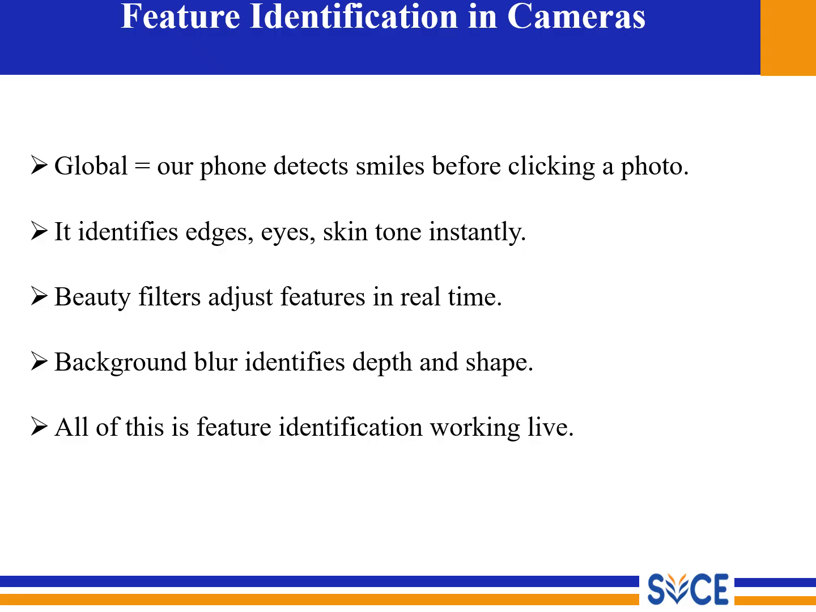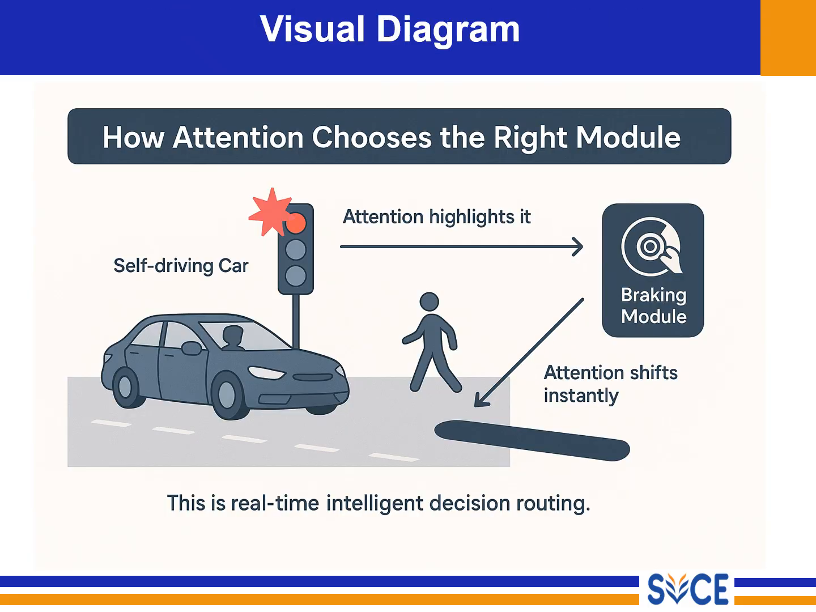All of this feature identification is working live. Background blur identifies the depth and shape. Beauty filters adjust the features in real time. This is a visual diagram of how attention chooses the right model. If a self-driving car sees a pedestrian crossing, attention highlights the braking model. The attention shifts instantly. This is the real-time intelligent decision routing, right?